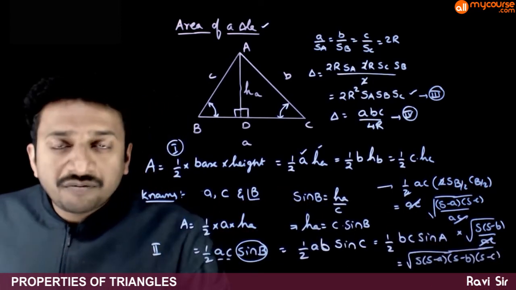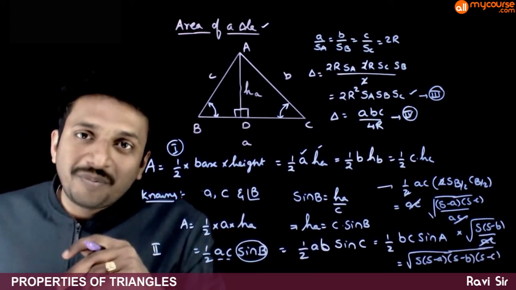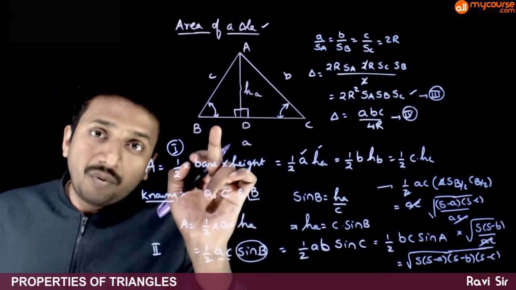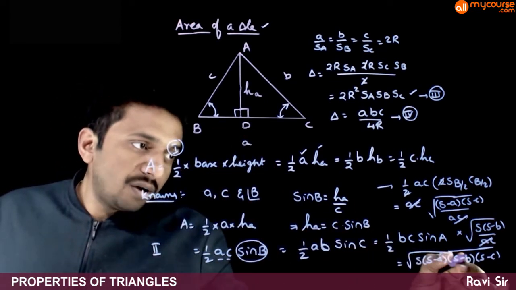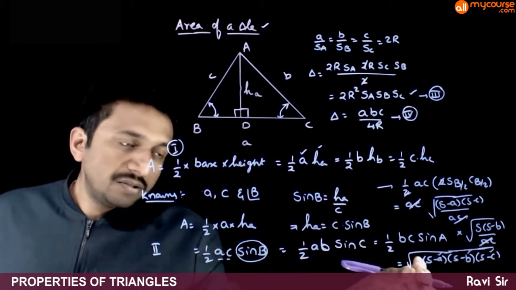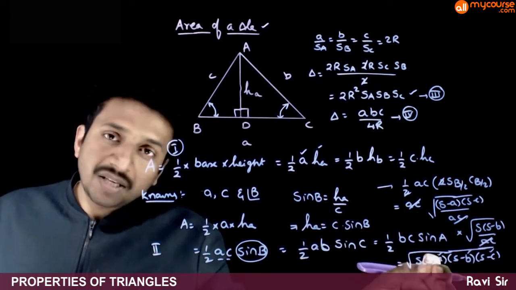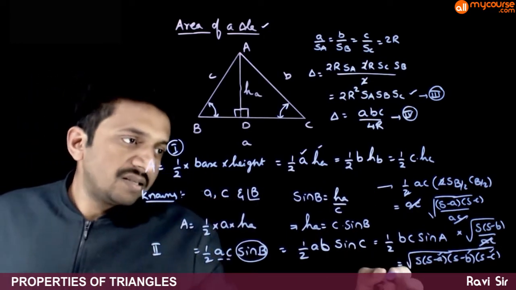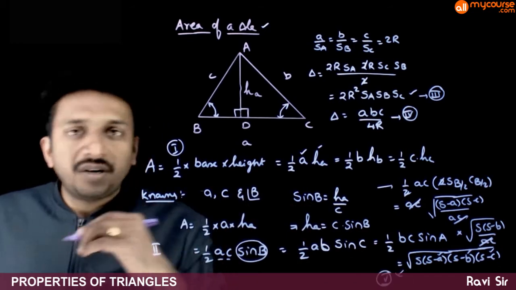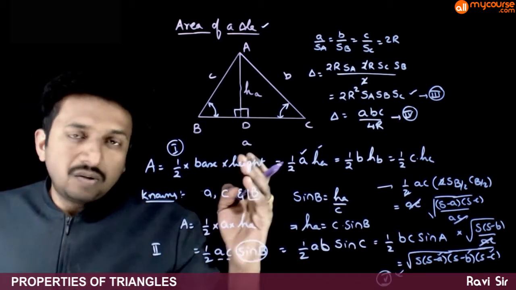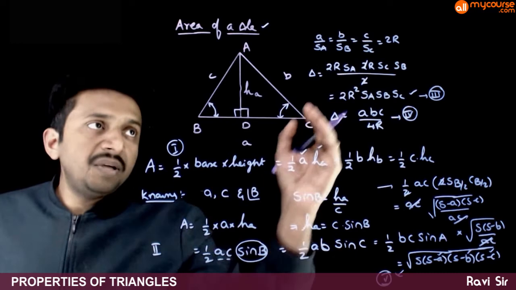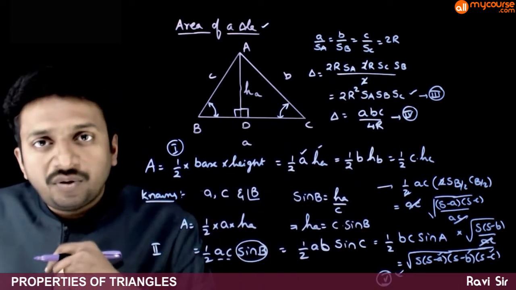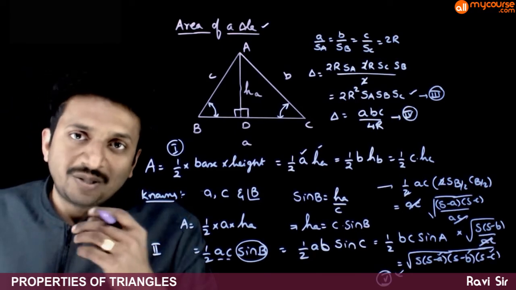This looks like a very familiar formula for you. It's nothing but Heron's formula. So this is the derivation of Heron's formula. If you want the area of a triangle and you know the sides of the triangle, you can use the formula: square root of semi-perimeter s times (s minus a) into (s minus b) into (s minus c). So this is the fifth formula for the area of a triangle. So half into base into height, half ac sine B, 2R square sine A sine B sine C, abc by 4R, and Heron's formula, root of s into (s minus a) into (s minus b) into (s minus c).